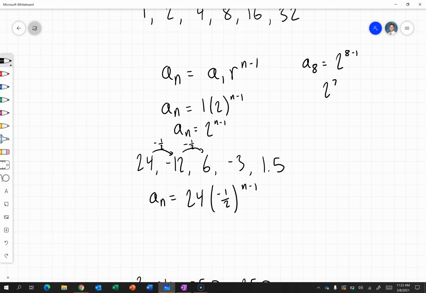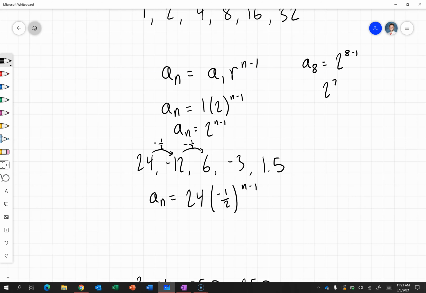Now it's important here that we remember order of operations, right? I cannot say 24 times negative 1/2 is equal to negative 12, because order of operations, remember, exponents are going to be first. So we need to leave this how it is. Okay, and notice again that I have this in parentheses.